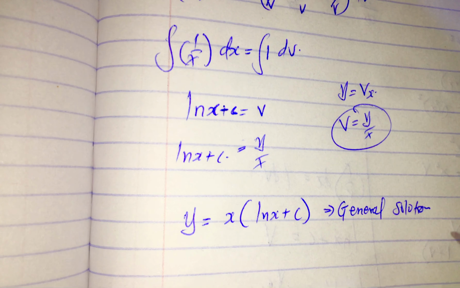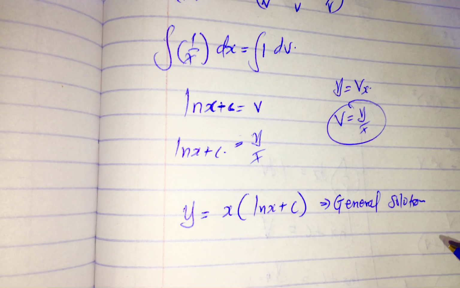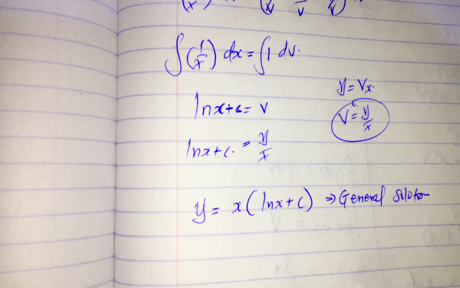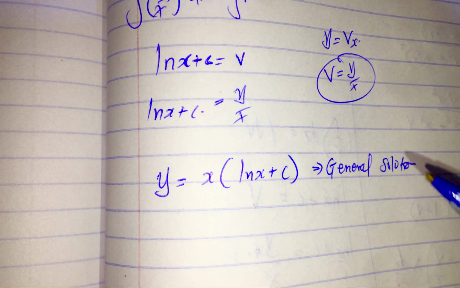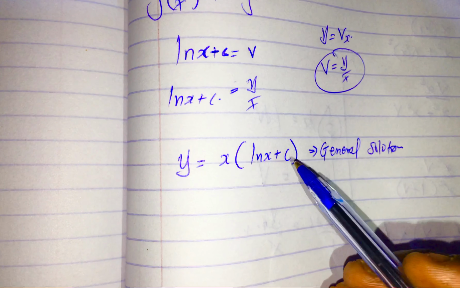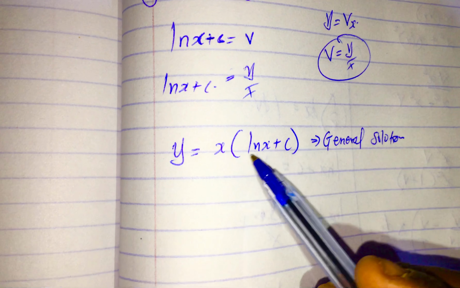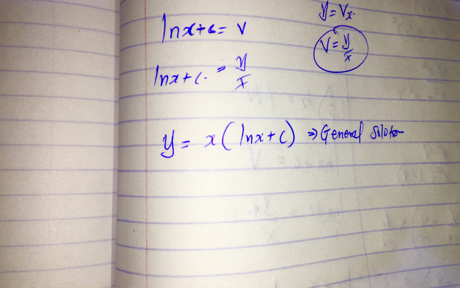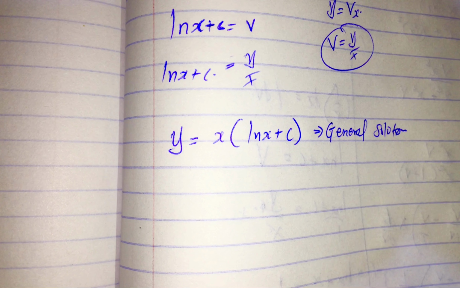If you've been told to find the particular solution, you are always given the boundary conditions. So you replace the boundary conditions for x and y, then you get the arbitrary constant. After getting the arbitrary constant, you replace it back into the general solution to get the particular solution.